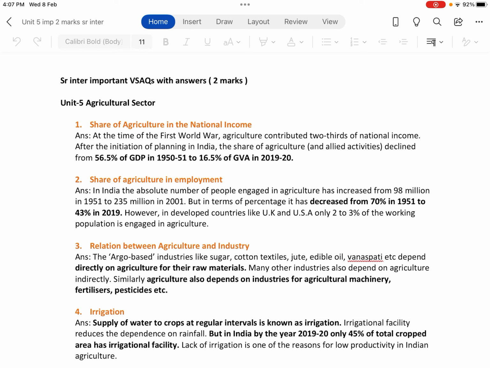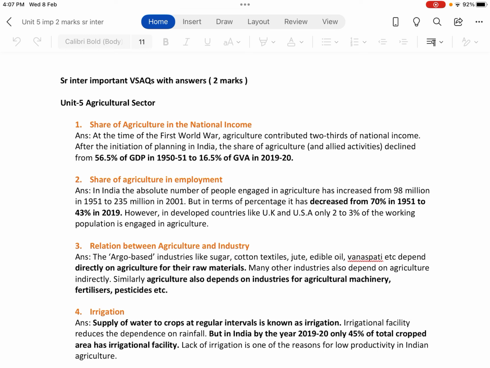In today's class, we will check out the 2 marks answers, that is VSAQs of Unit 5, Agricultural Sector. As per the blueprint, you are getting 2 marks from this unit. So the first question is, what is the share of agriculture in the national income?